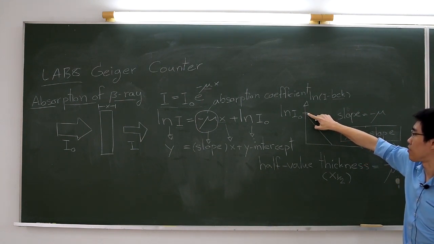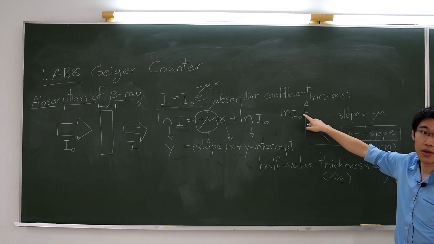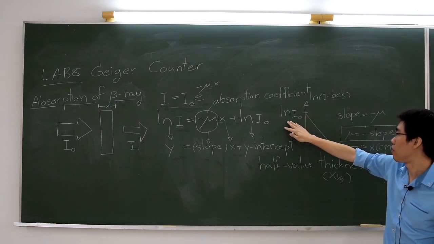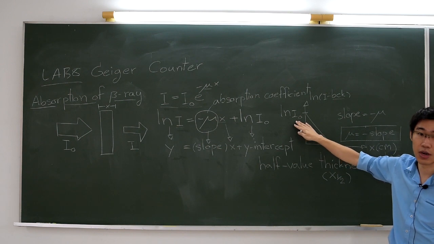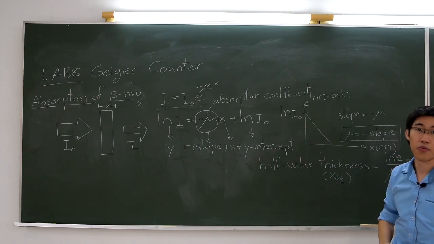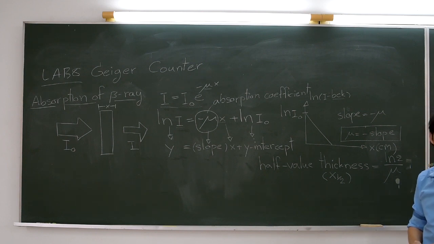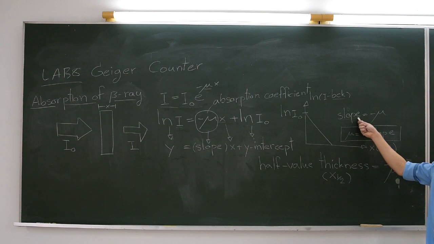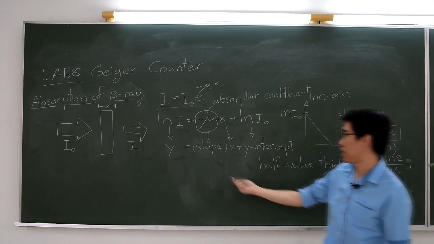And another one that we can calculate from the graph is the slope. And from this slope, we can determine the attenuation coefficient with the minus of the slope in the unit of 1 over centimeter.